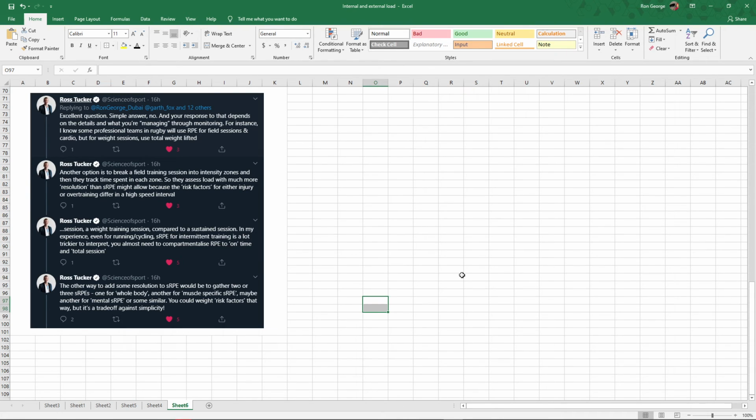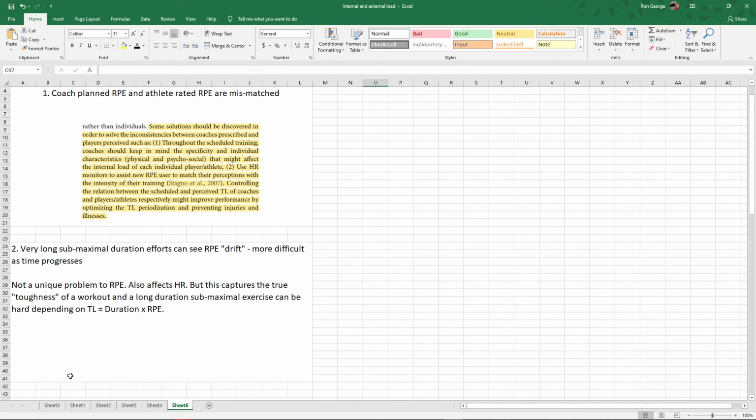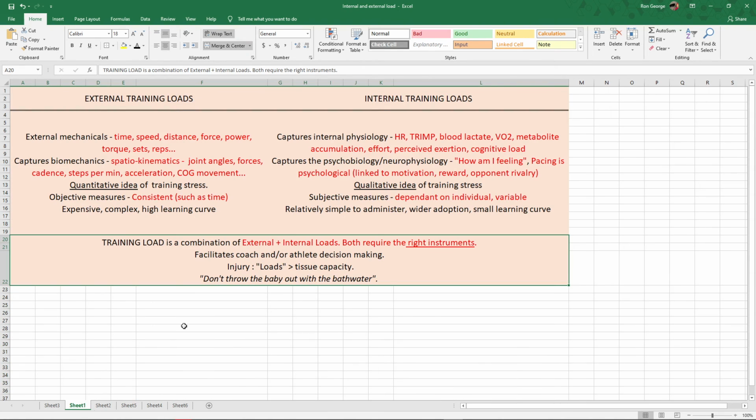Okay, so I've exceeded the time limit, but I hope this is a very good refresher to some of you who are using RPE, and then a good tutorial for some of you who absolutely have no idea what this mysterious thing is. We started off with a comic. We looked at the two types of internal and external training loads and the value of each. The crux of the thing being, don't throw out the baby with the bathwater. Collect as much data as you can, but then use the simplest ones and use the metrics that give you the most intelligence, your most bang for the buck.